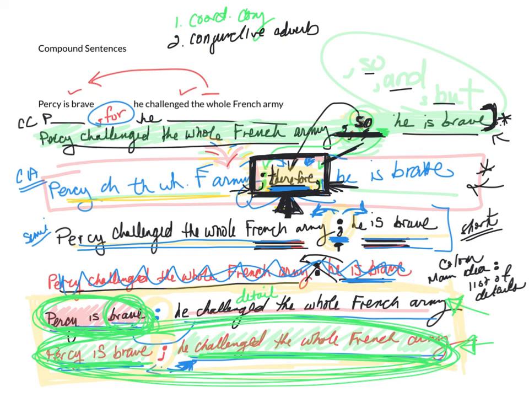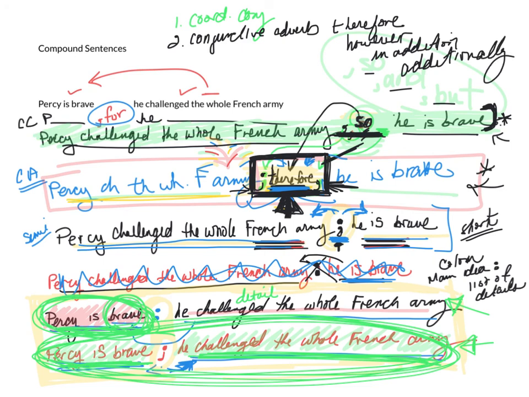If you want to know all your conjunctive adverbs, you can certainly do a Google search for it. But I will tell you, therefore is your common one for cause and effect. However is your common one for saying that two things are different, and in addition or additionally are your two big ones for saying that things are similar. Okay? Number 3, I then want you to do a semicolon only.